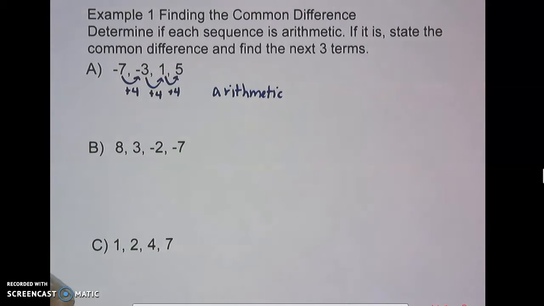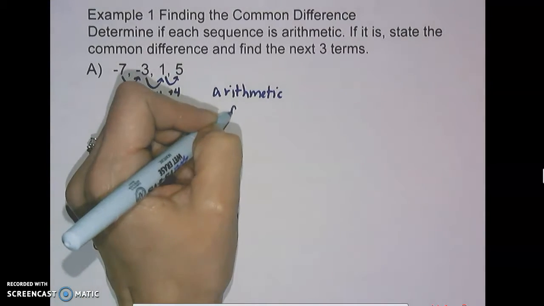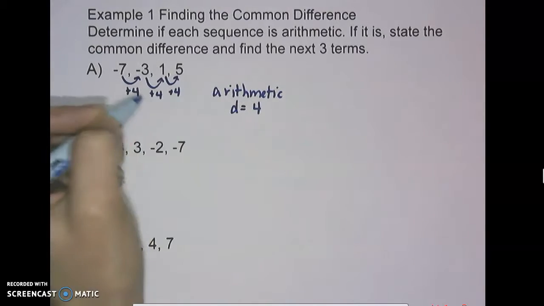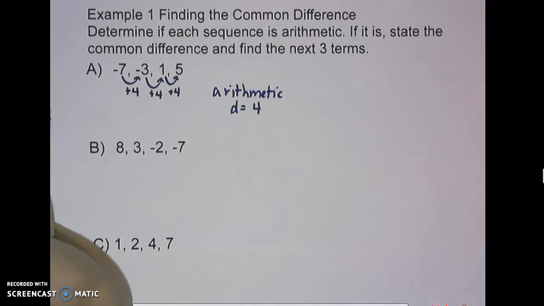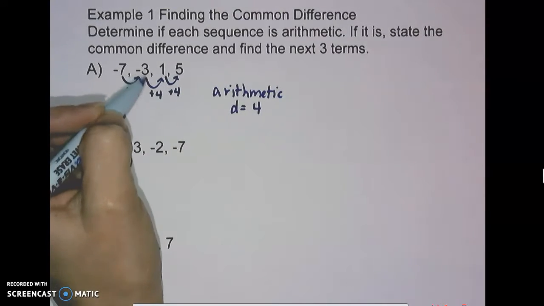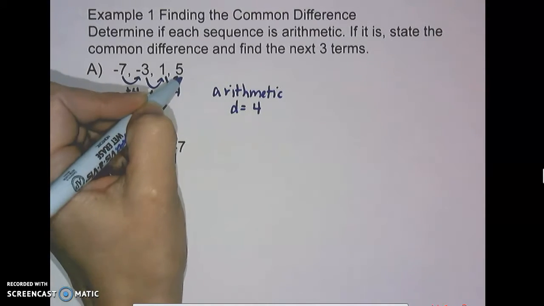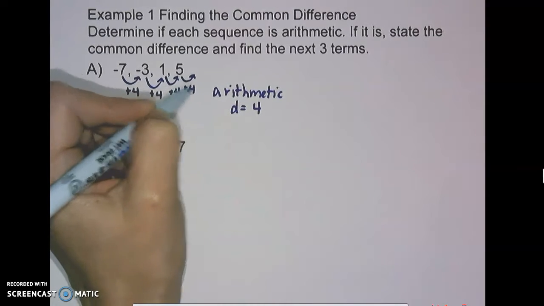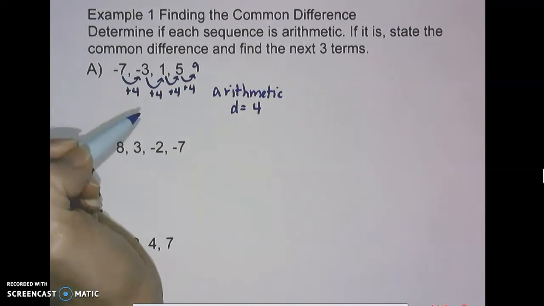Now, it says to find the common difference. The common difference is that thing that you are adding each time, and we're going to use the letter D for that. Our common difference is +4 because that's what we added each time. Then we need to find the next three terms. If we're adding 4 each time, we take 5 and add 4 to it, and we get 9.